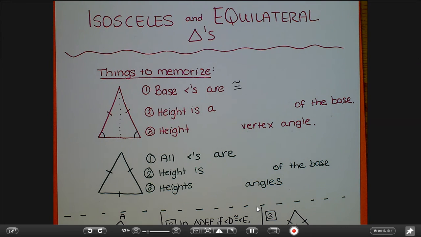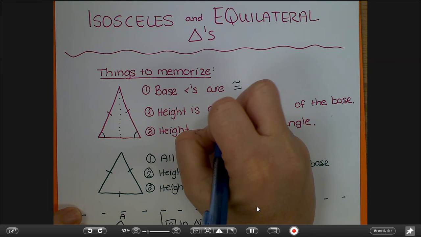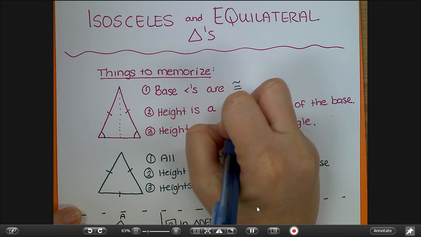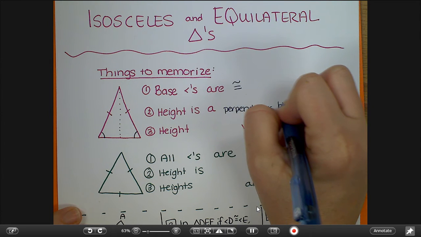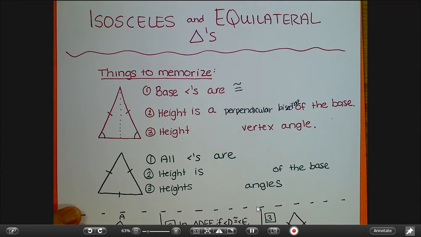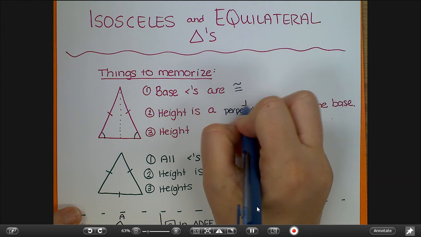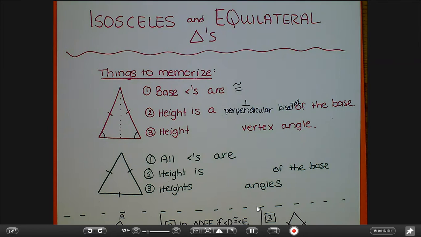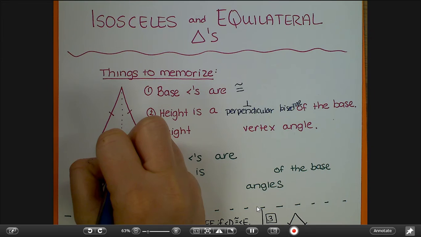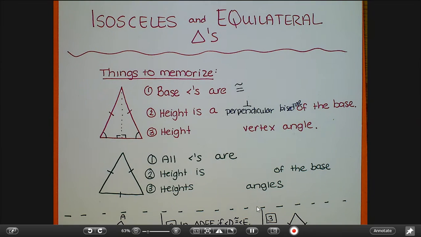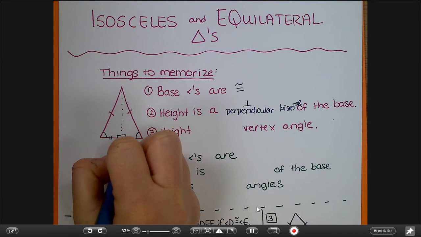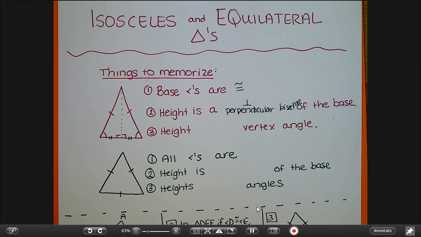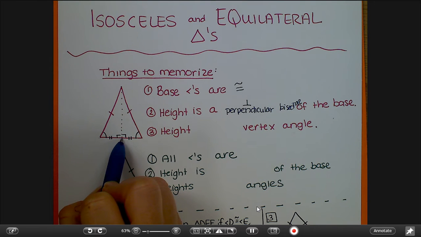The height of an isosceles triangle is a perpendicular bisector of the base. And I just want to remind you that that is the symbol for perpendicular, and that perpendicular means that it intersects at 90 degrees, and bisect means cut in half. So the two little pieces at the bottom are actually congruent from here to here and from here to here.